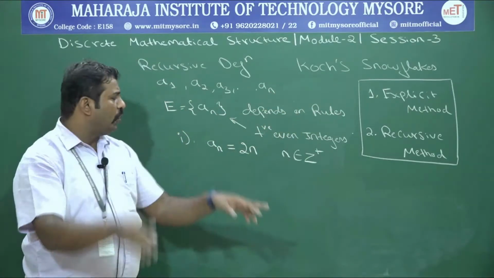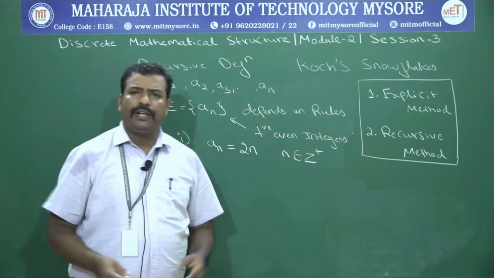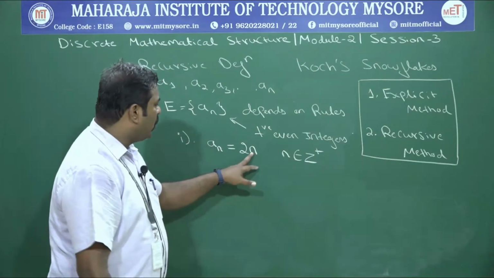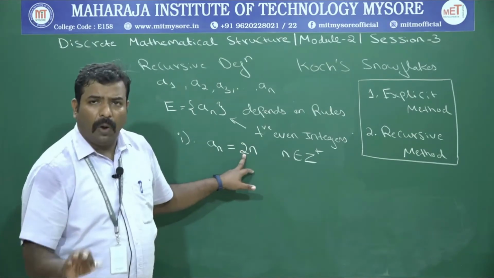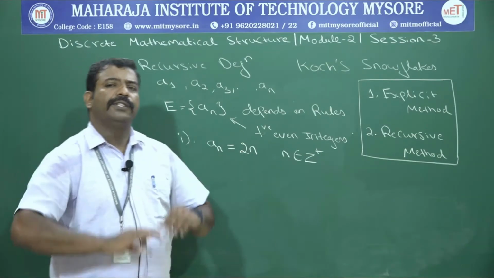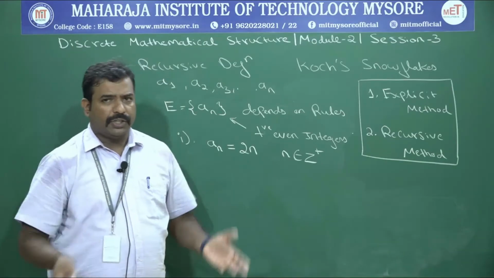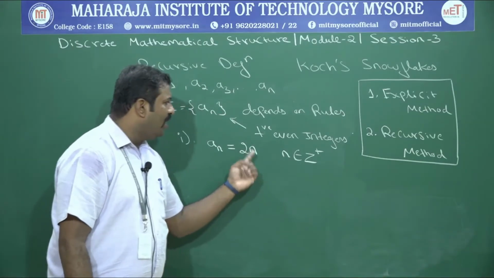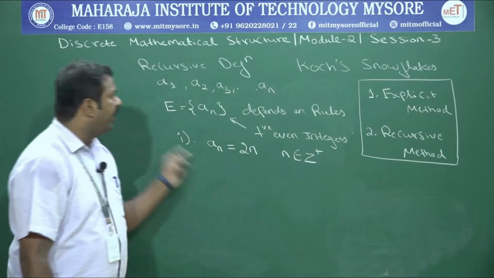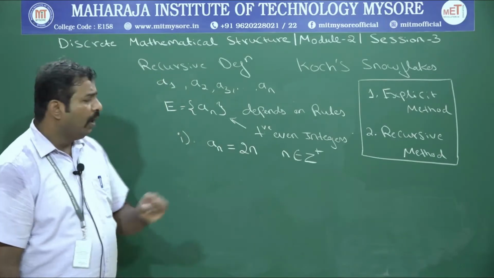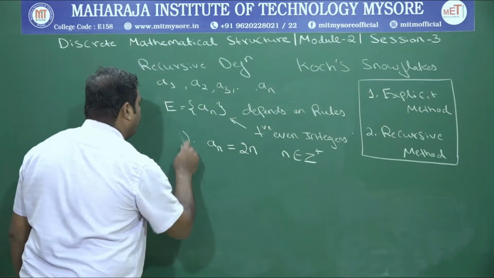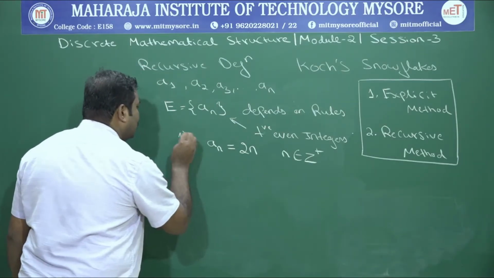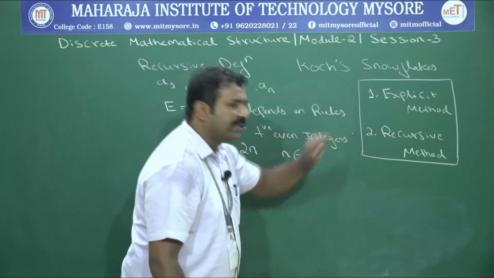So I'm just going to give a value of n. If you give any value of n, it is multiplied by 2, and as we all know, any number which is a multiple of 2 is sure to be an even number, and it follows the rules and should be part of the set. So this is how we present it using the explicit form. Let me put this as 1 so that you will understand this is the explicit method.